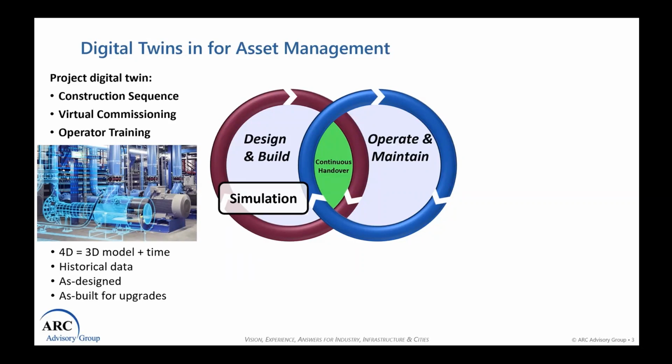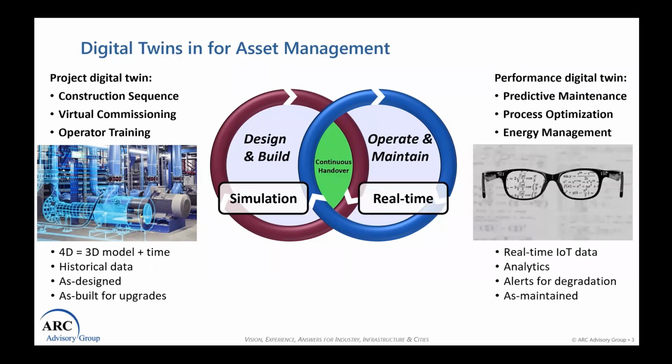And in the operate and maintain side of the world, we see that more real time. Currently, the most common type of digital twin is just the math algorithm, whether it be machine learning or a formula. And that is mostly for predictive maintenance currently, but we're starting to see those applications move into process optimization and energy management.